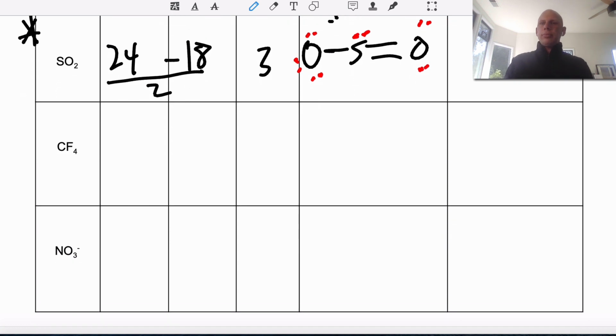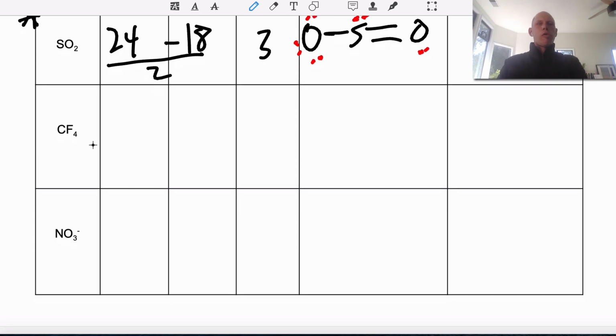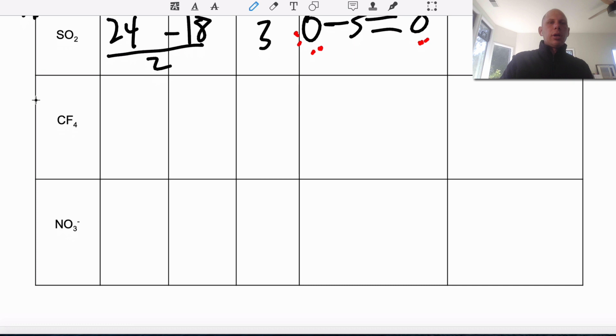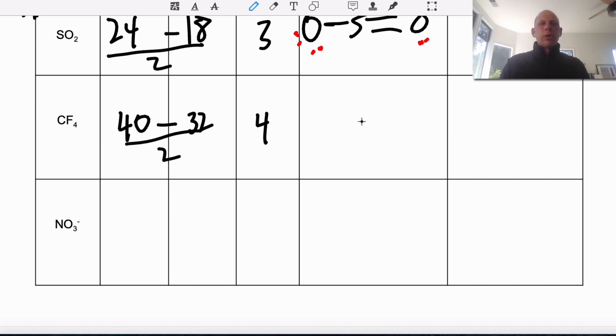CF4. All right, so here we go. CF4. What am I gonna do? Oh, add them all up. So we have 5 atoms. 5 times 8 is 40, minus 4 plus 28. So that's gonna be 32 divided by 2 is 4.